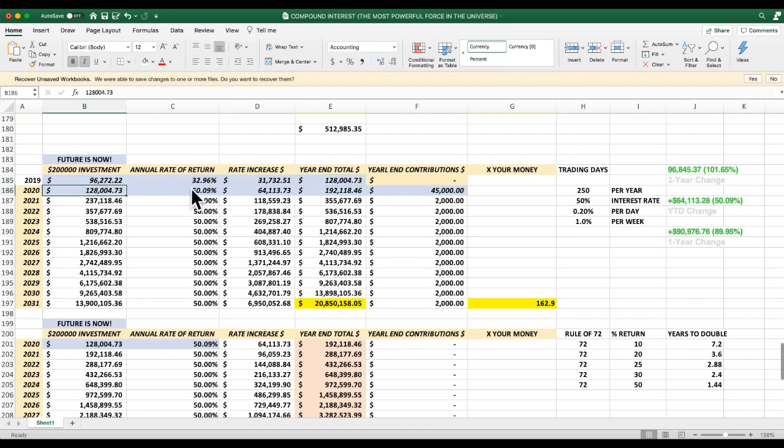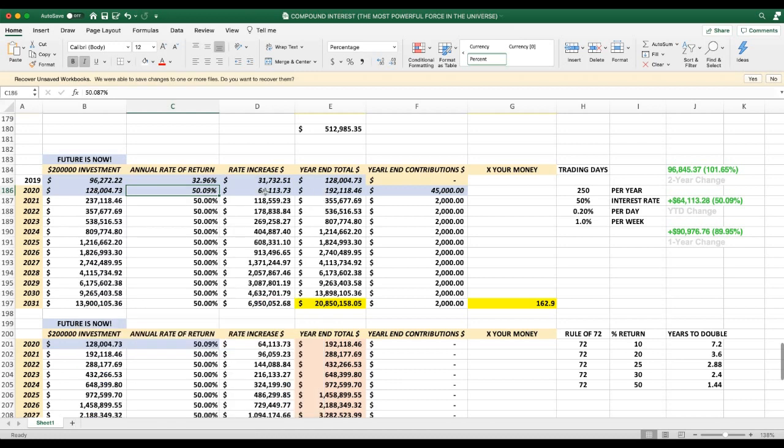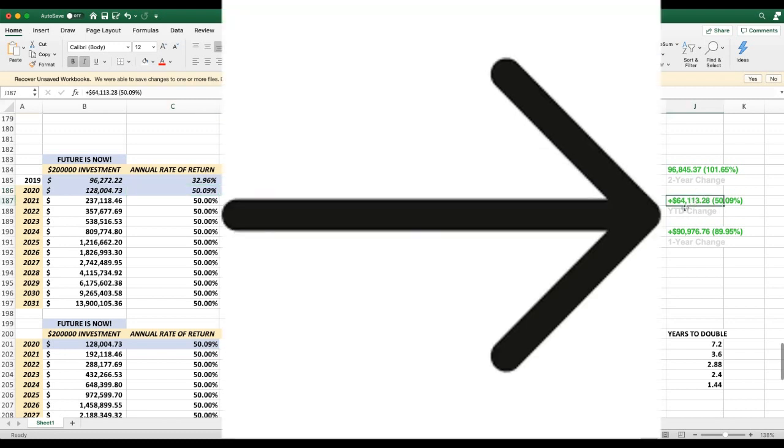And in 2020, we've already made 50%. I've already hit the goal, even through this pandemic. I already hit the goal, which is huge, but that was just because Tesla was on fire and we were pretty heavy in Tesla. And so we made 64,000, and you can see the year to date 64,000 or 50.09 on the right side, and the 2 year change of 101, and 1 year change of 89.